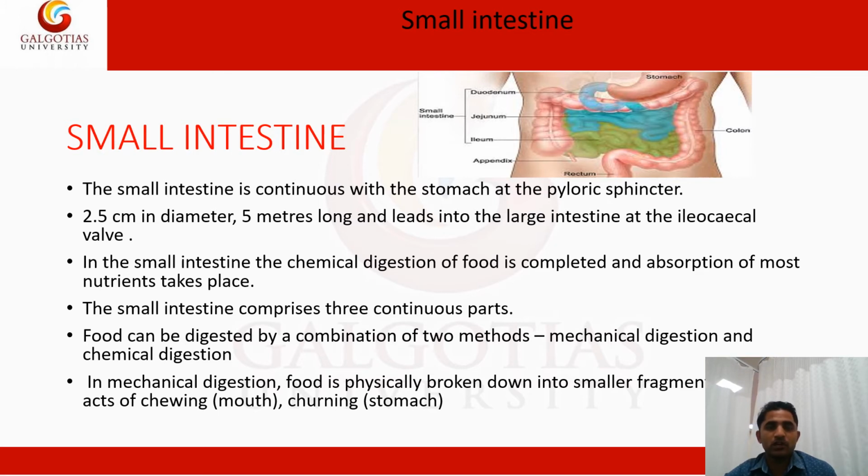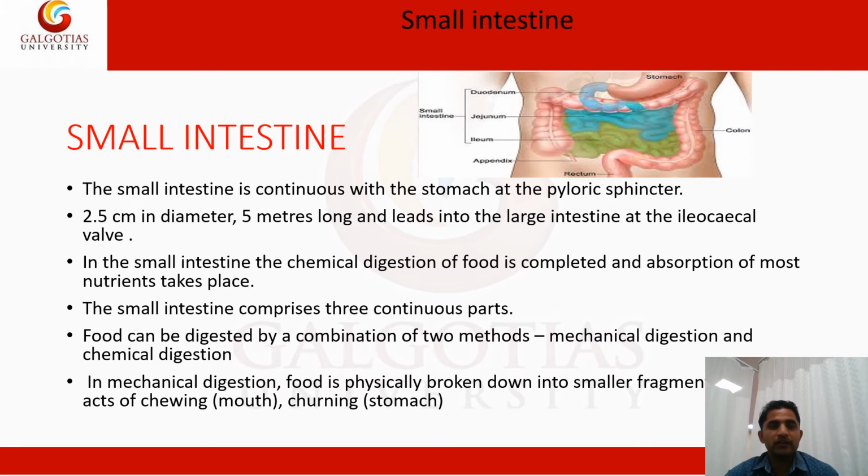So in the small intestine, the chemical digestion of the food is completed and the absorption of most nutrients takes place. So digestion and absorption primarily happen in your small intestine. The small intestine comprises the three continuous parts we discussed earlier. These are the duodenum, jejunum, and the ileum.